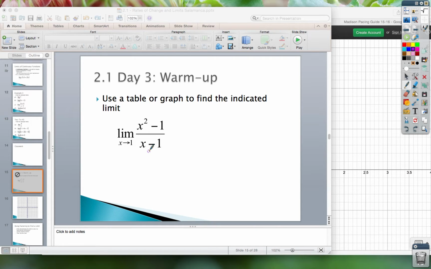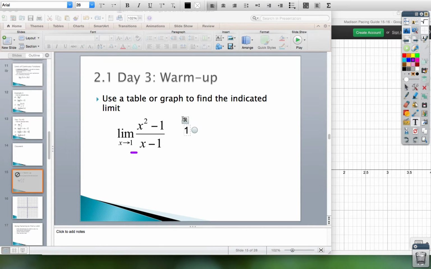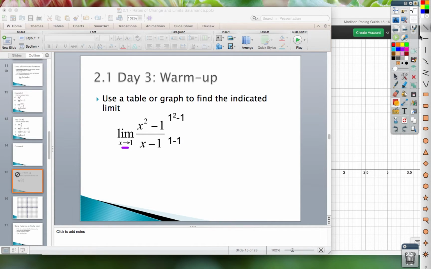In the recent days, all we've been doing to find the limits is substituting this limit value in. So in this case, as x approaches 1, we would typically substitute that in. Now if we did that in this particular case, we would get 1 squared minus 1 all divided by 1 minus 1. And unfortunately, that would give us an answer that was undefined. So obviously that's not going to work for us.